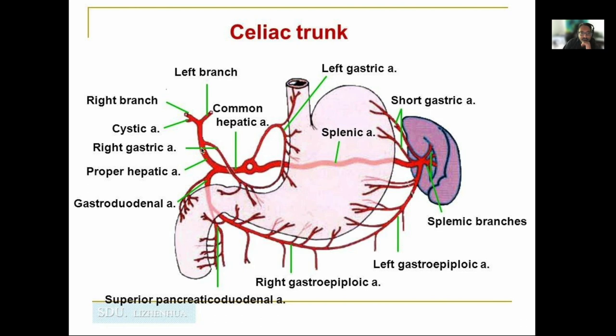Okay. Now, the proper hepatic artery can then give the right gastric artery, which we spoke about, and goes on and then supplies the gallbladder and the liver. And so if it's going to supply the gallbladder and liver, the gallbladder is going to be supplied through the cystic artery. The liver is supplied by the right and left hepatic artery.